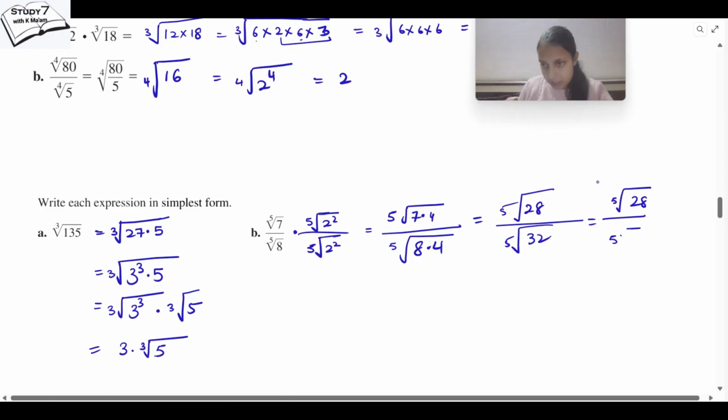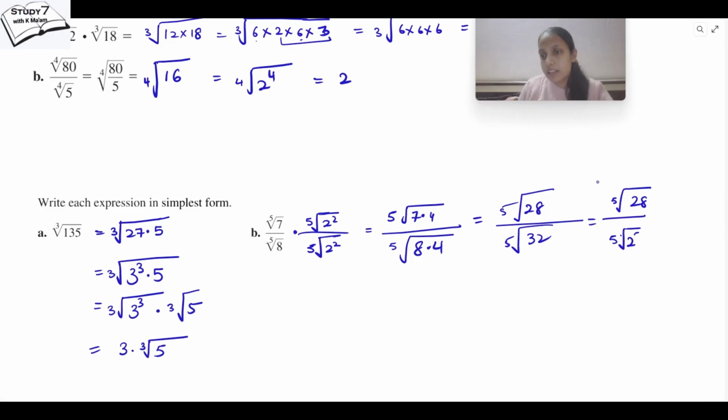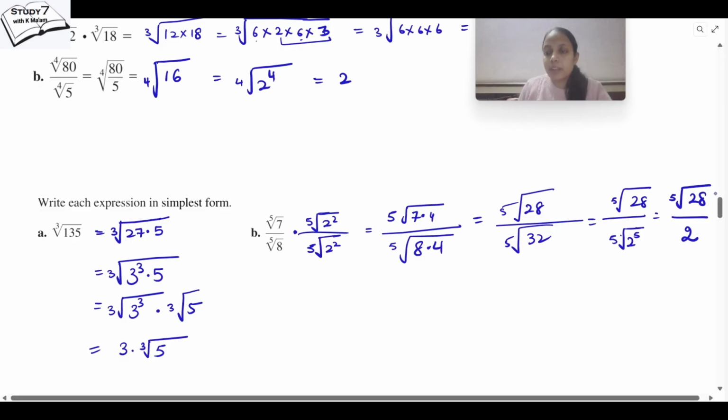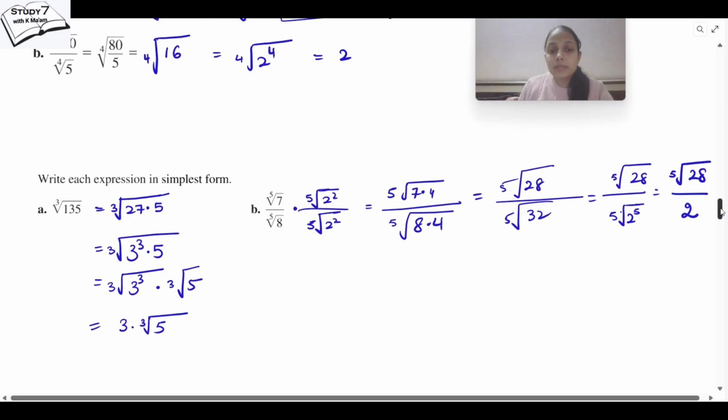Let me write one step. If you didn't get this, see. Fifth root of 2 power 5, so 5 and 5 cancel. Only 2 left. So fifth root of 28 here. So we are done with this.